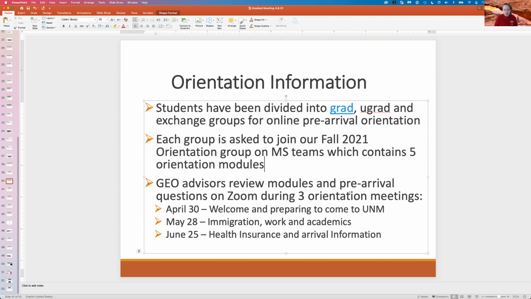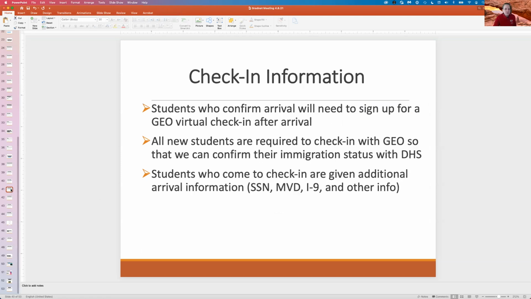On April 30th, we're doing an overall welcome and preparing to come to UNM, where we're reviewing lots of different things like how to navigate My UNM and how to set up your ID if you haven't done it already. On May 28th, we'll delve a little more into immigration and academic subjects, mostly academics, and again, navigation of some of the online systems. Then on June 25th, we'll cover health insurance and arrival information, so that they have hopefully timed, just-in-time orientation information.